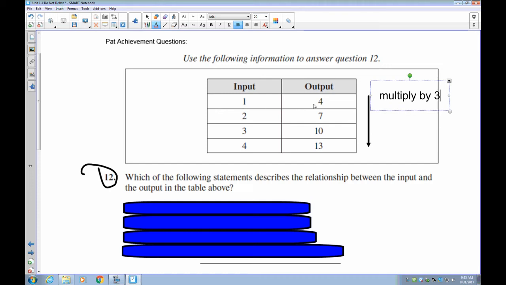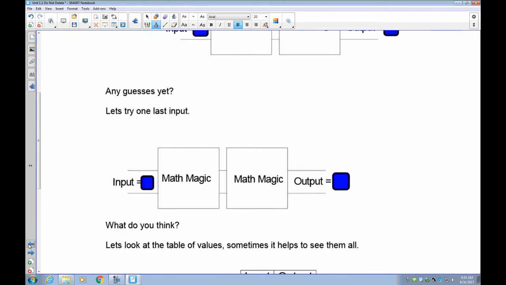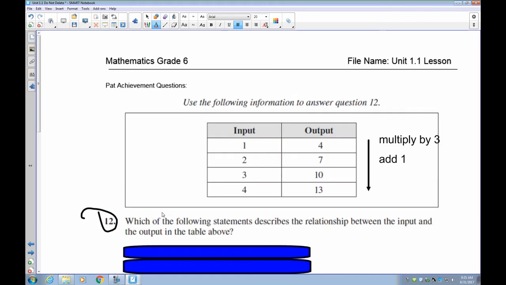We need to get to a 4, so we have to add 1. All right, so I'm just curious. I think I might have just done this one. Did I just do this one? Multiply by 3, subtract 2. No, I guess I didn't. After a while, these become very similar. All right, so here we go.